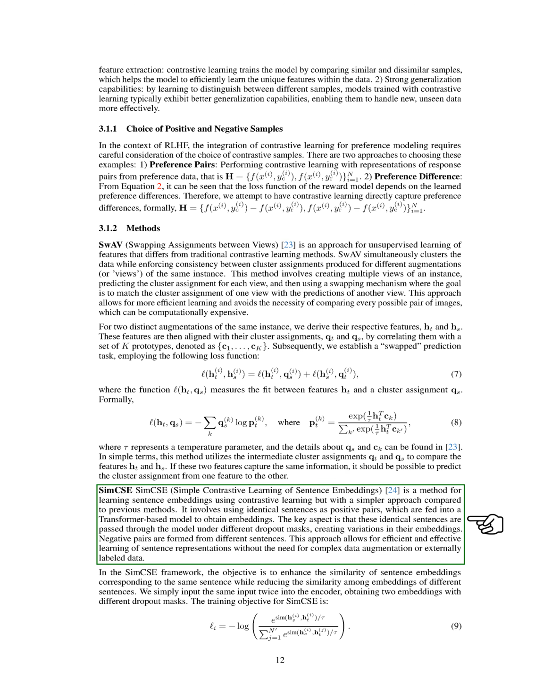SIMCSE, on the other hand, is a simpler method for learning sentence embeddings using contrastive learning. It involves using identical sentences as positive pairs, which are fed into a model to obtain embeddings. These identical sentences are passed through the model under different dropout masks, creating variations in their embeddings. Negative pairs are formed from different sentences. This approach allows for efficient and effective learning of sentence representations without the need for complex data augmentation or externally labeled data.